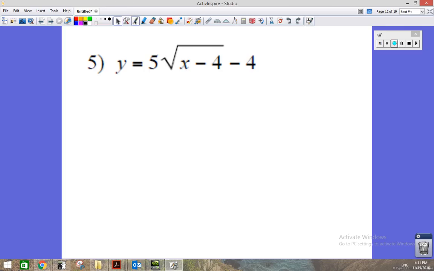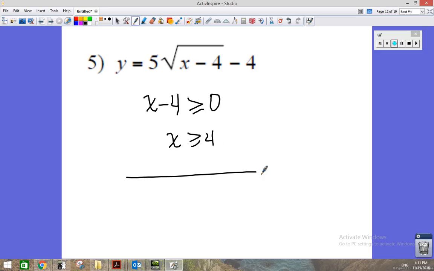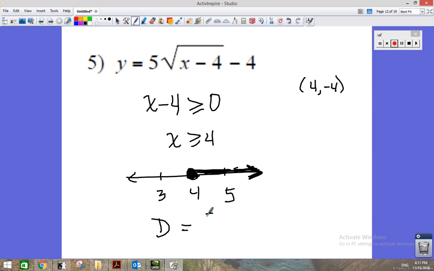X minus 4. It can't be negative. It's got to be 0 or positive. Add 4 to both sides. Make a sketch on my number line. Values that are greater than or equal to 4 to the right of 4. I include 4 because 4 minus 4 is 0. 5 times 0 is 0. 0 minus 4 is a negative 4. If you put in 4, it's related to negative 4. It's in the domain. And let's shade in my arrow. So my domain, it starts at 4 all the way out to positive infinity.